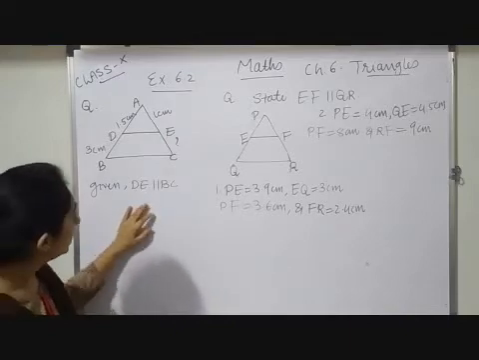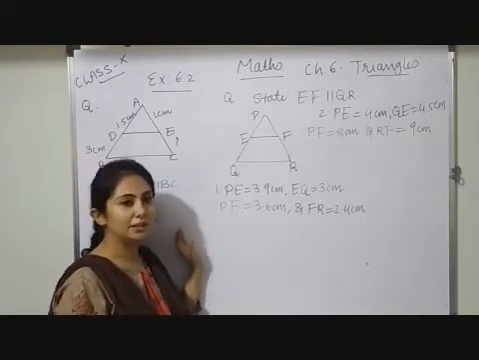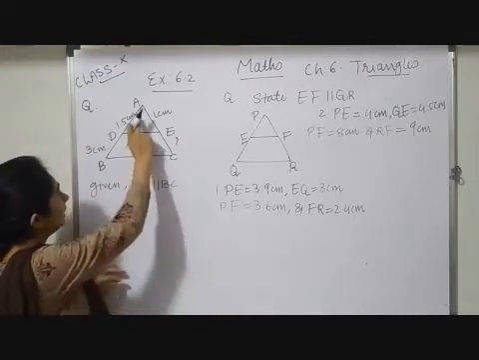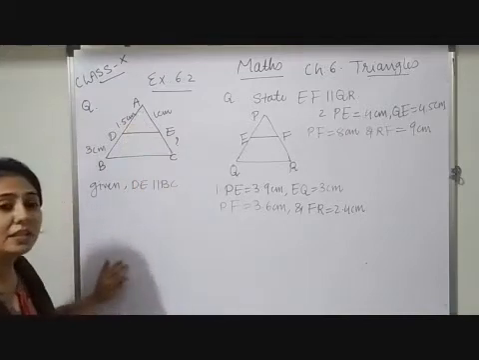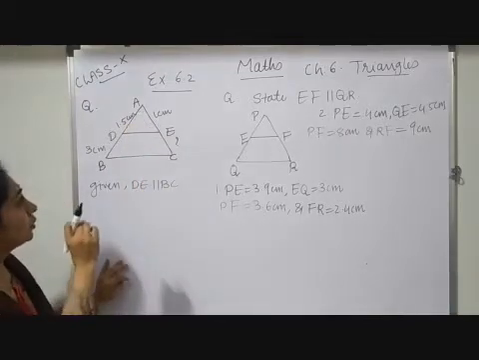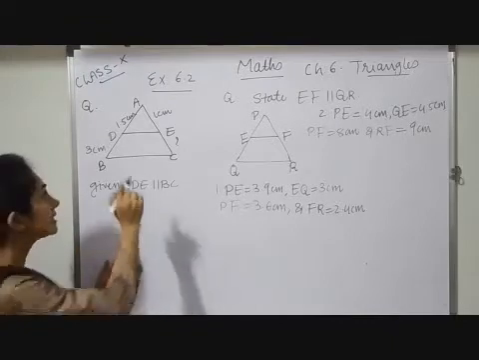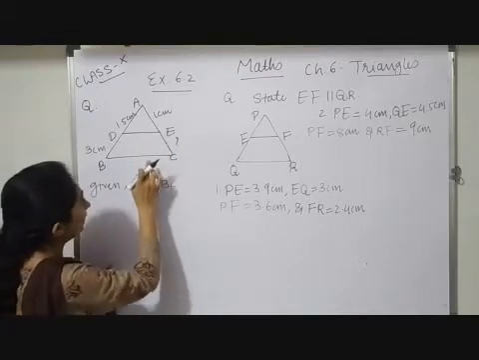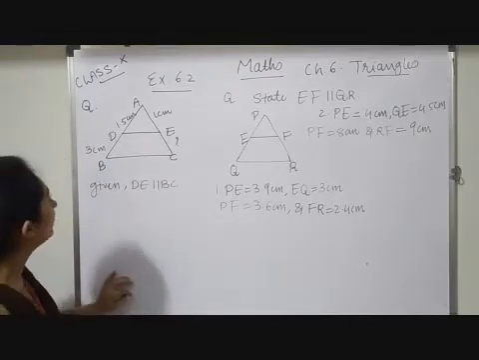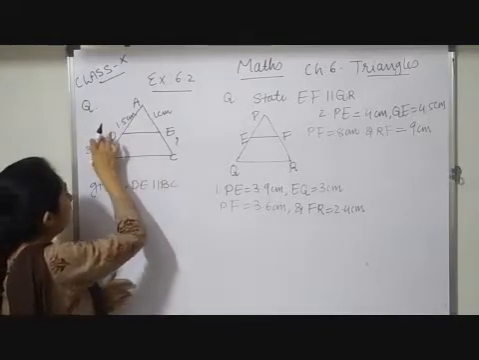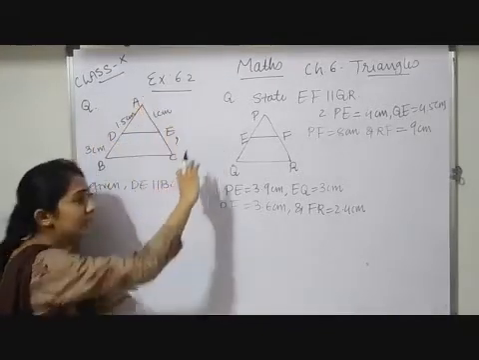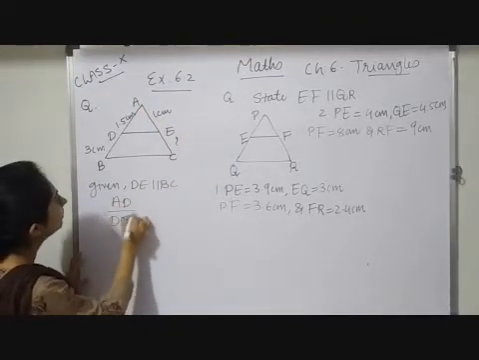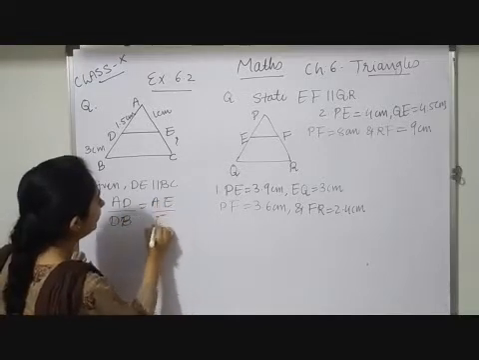Now what you will do, previously you have studied one theorem that in a triangle, if a line intersects two sides of the triangle at two distinct points and is parallel to the third side, then based on the theorem, since DE is parallel to BC, we can write AD upon DB equals AE upon EC. So that concept I am applying here: AD upon DB equals AE upon EC.